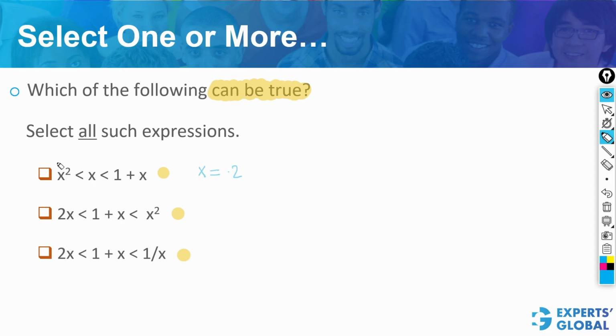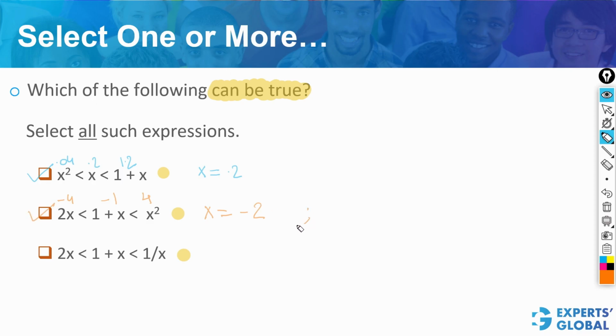The value of x squared would be 0.04, x is 0.2, and 1 plus x becomes 1.2. So this answer choice should be selected. The second expression will hold for a sizable negative value of x, such as x equals -2. For such a value, 2x becomes -4, 1 plus x becomes -1, and x squared becomes 4. Therefore, this answer choice should be selected.